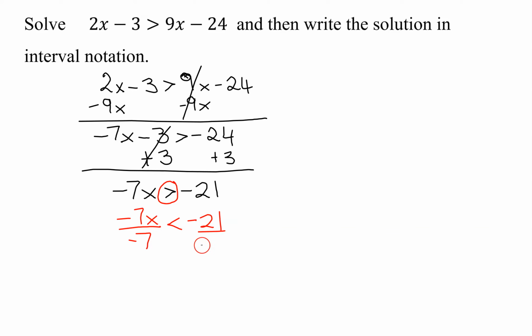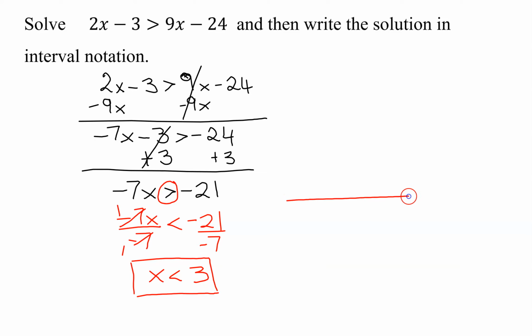And then I divide the right-hand side by negative 7. So on the left-hand side, I'm going to get x is less than, a negative divided by a negative is a positive, 21 divided by 7 is 3. So I've now solved my inequality. And the last thing we have to do is write the answer in interval notation.